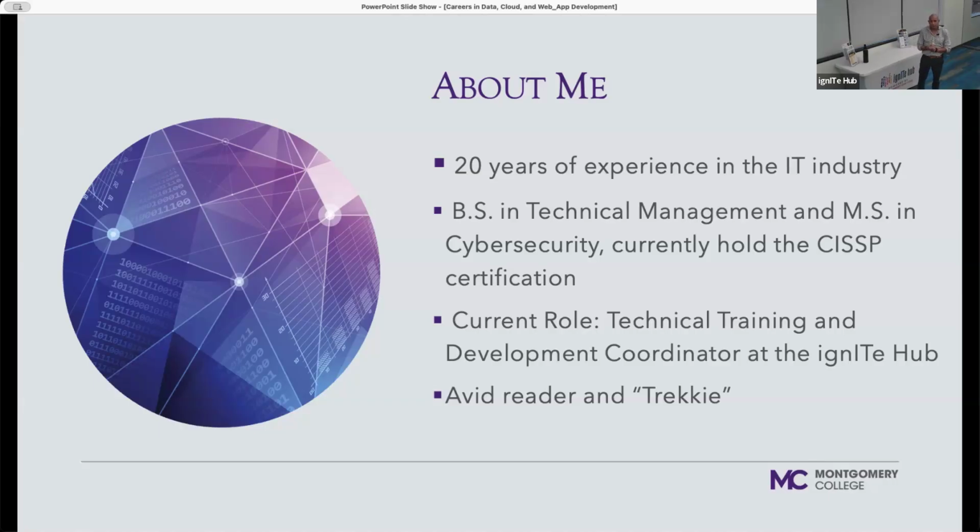We talked about this certification last week. It is a cybersecurity specific certification. It is considered an advanced certification. Today, we are going to be talking about possible certifications in the areas that we'll be exploring today.